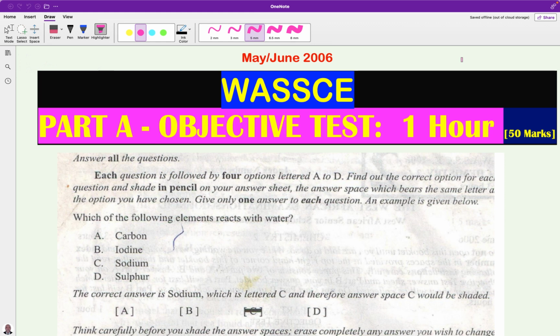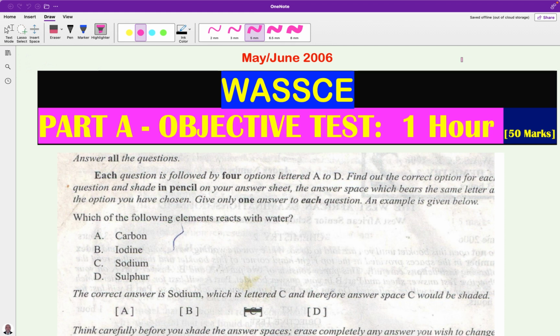Answer all the questions. Each question is followed by 4 options, lettered A to D. Find out the correct option for each question and shade in pencil on your answer sheet the answer space which bears the same letter as the option you have chosen. Give only one answer to each question. An example is given below.